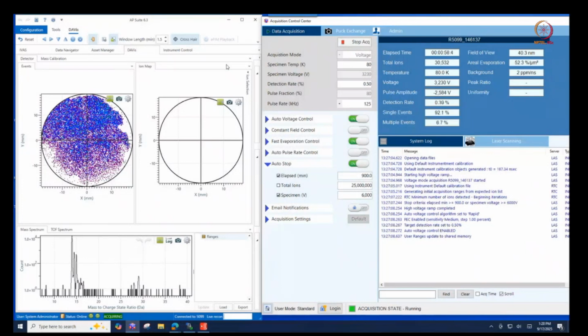So for today, we can end the acquisition, and in the next video, we'll try to focus on the acquisition in the laser mode.